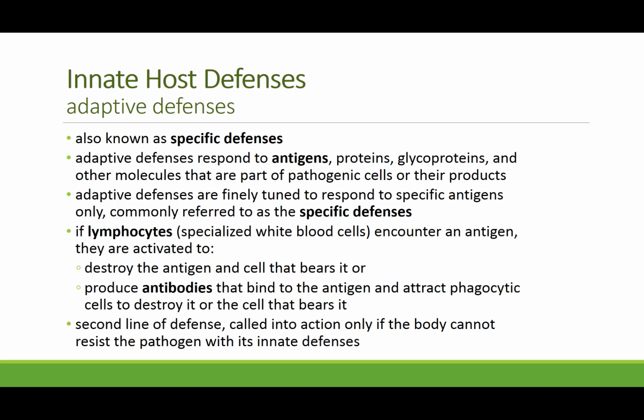The way that they work is that if lymphocytes, which are specialized white blood cells, encounter one of these non-self antigens, then they become activated, and we see one of two responses. We either destroy the antigen and whatever cell bears that antigen, or we produce antibodies. These are another protein, but they're made by our own bodies. The antibodies are then found in the body fluids, and when they come across one of the antigens that they are very specific to, they bind to it, they latch onto it.